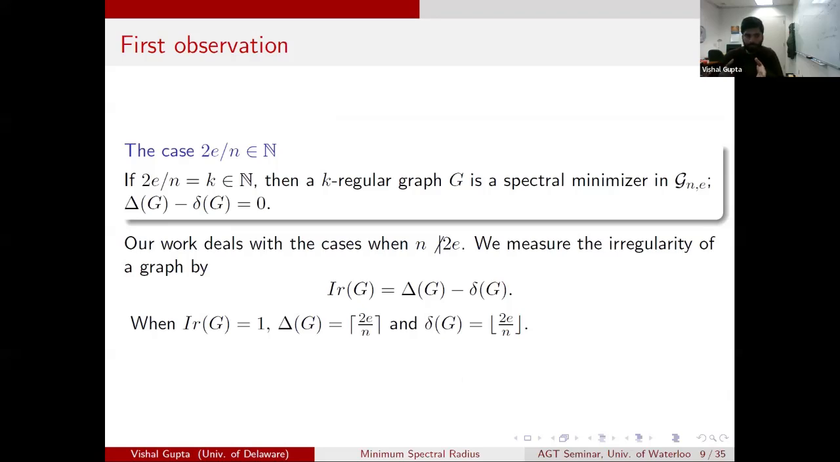For this case, it's trivially true that the difference between the maximum degree and the minimum degree is less than or equal to 1. So we focused on the remaining cases, when n does not divide 2e, that is, the irregular graphs, and we measure the irregularity by this difference between the maximum and minimum degree. We will show for several cases of e that a spectral minimizer indeed has this difference equal to 1. In those cases, the only possible degrees a spectral minimizer can have are the floor and ceiling of the average degree.